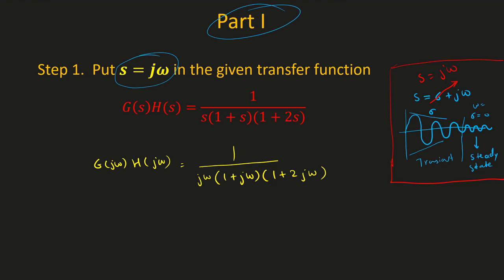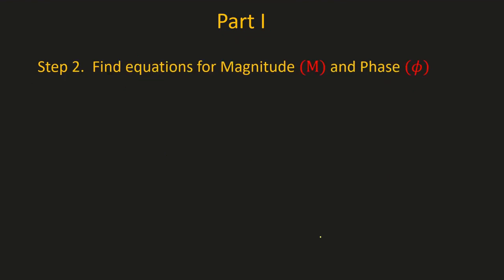Once this is done in step number 1, you can go to step number 2. So next step. In step number 2, you have to find equations of magnitude and phase of the given transfer function. We already know the magnitude of any complex number a plus jb can be taken as square root of a square plus b square, that is square root of real part square plus imaginary part square.